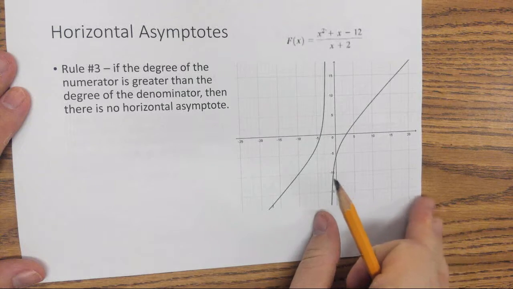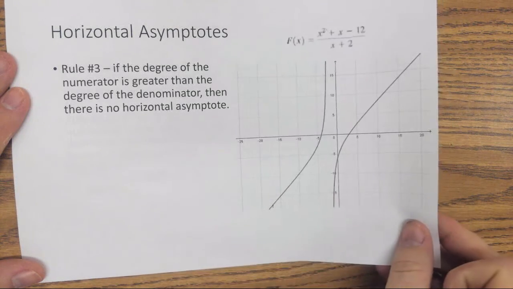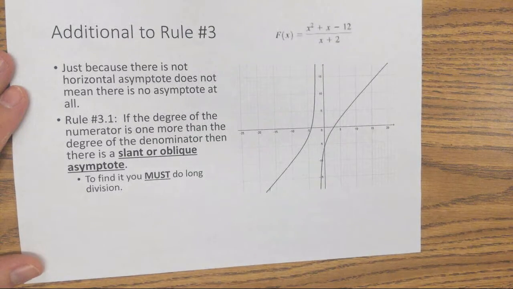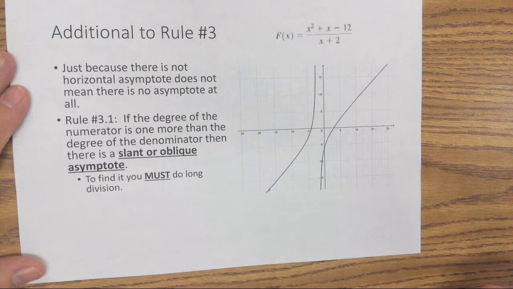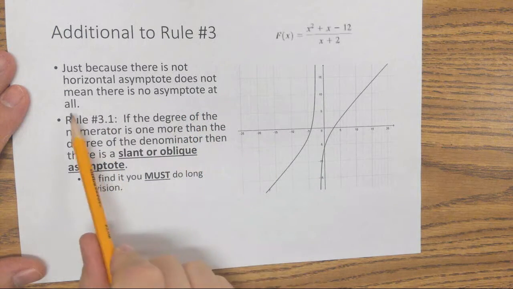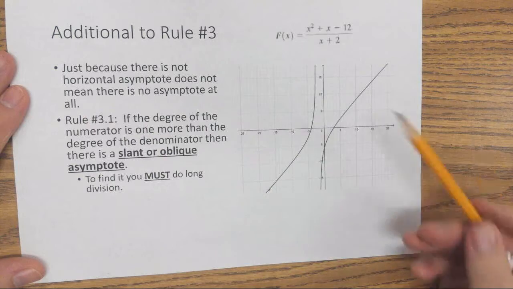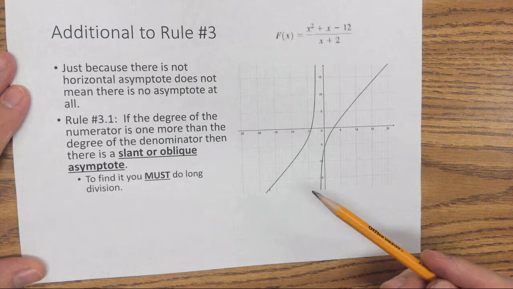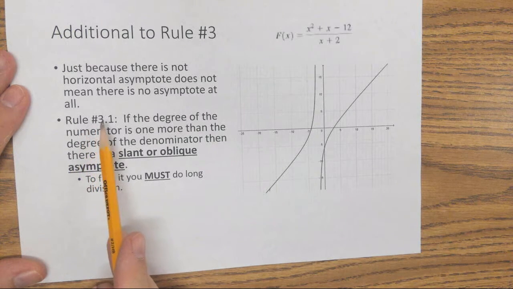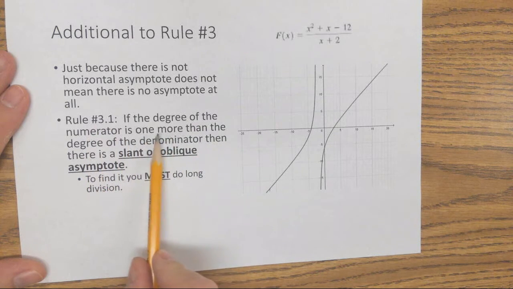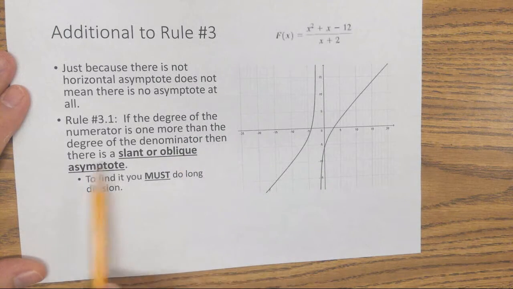But something else comes into play here. And this is additional to rule number 3. Just because there's not a horizontal asymptote does not mean there is no asymptote at all, beyond the vertical asymptote that we know exists at -2. So I'm calling this rule number 3.1. If the degree of the numerator is exactly 1 more than the degree of the denominator, then there is a slant or oblique asymptote.